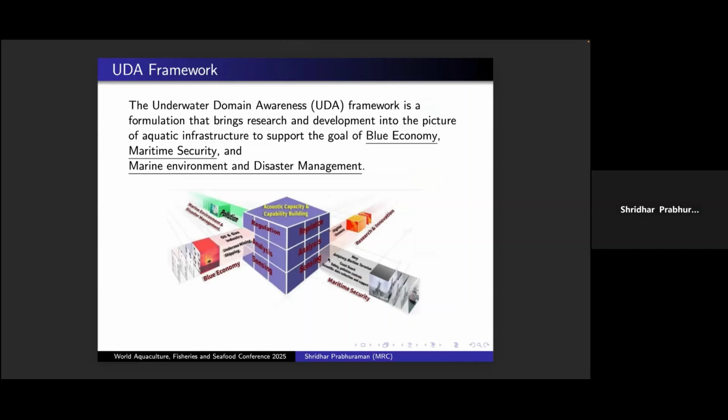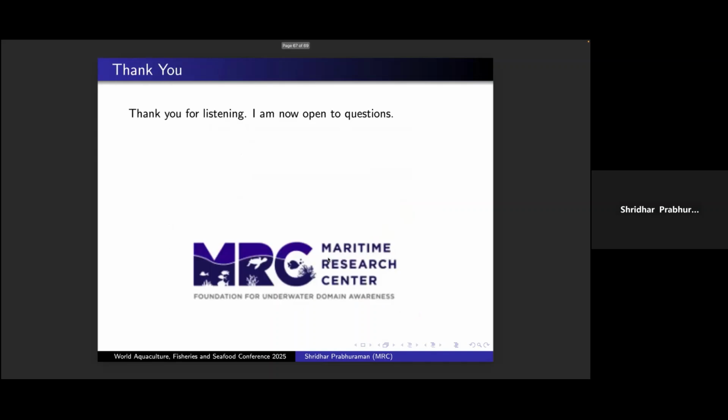All of the work that we do incorporates well into the framework of underwater domain awareness, which basically brings research and development into the picture of aquatic infrastructure and supports the goals of blue economy, maritime security, marine environment, disaster management, and a whole lot of other things. There's a Wikipedia page on underwater domain awareness. Again, as a responsible researcher, I'm just trying to put that forward.